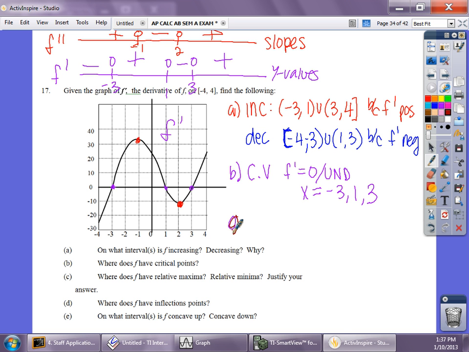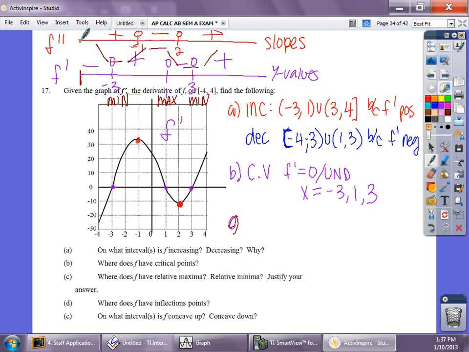Letter C asks us, where does f have a relative maximum or minimum? So maximum would happen when we go from plus to minus. Minus to plus would be a minimum. And then if you still have trouble with that, you could always draw your functions, so you can kind of see the max and mins.